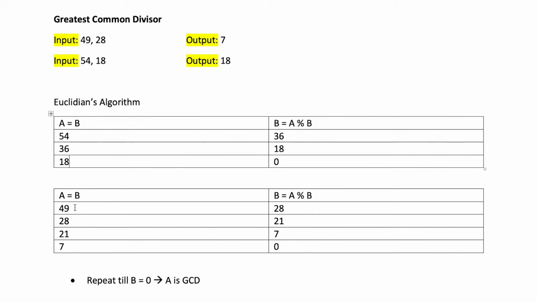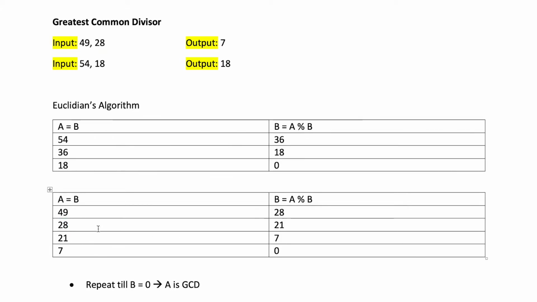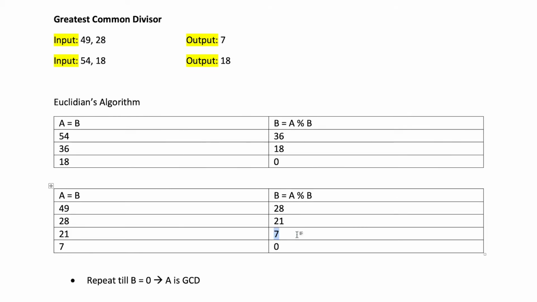We're going to set our a equal to 49 and our b is equal to 28. A is then going to equal 28, and b is equal to 49 mod 28, which is 21. 21 is not equal to 0, so we're going to continue the process. Now a equals 21 and b equals 28 mod 21, which is 7. 7 is, again, not equal to 0, so let's continue. A is equal to 7 and b is equal to 21 mod 7, which is 0, so we found our greatest common divisor, which is 7.